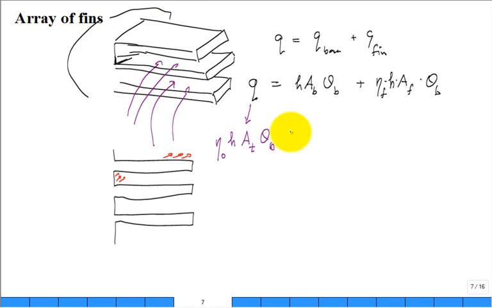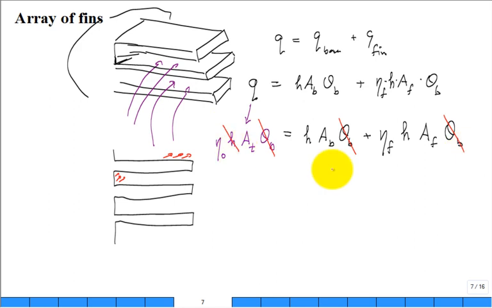Let me just continue to rewrite now the right-hand side. h, A_B, theta B, plus eta of one fin, h, area fin, theta B. You can work this out for a whole section or a part of it, like the whole finned array. I think the textbook uses that approach. Or you can work it out for just one symmetry section with one fin in it. Okay, so we can cancel the theta B's.